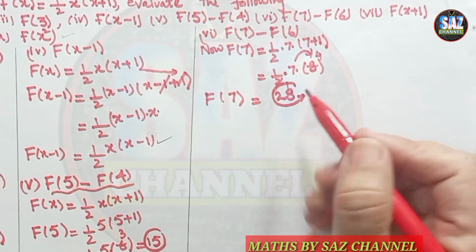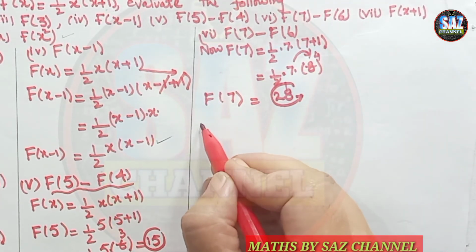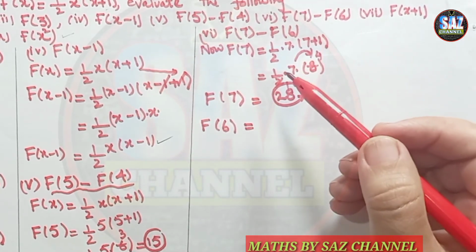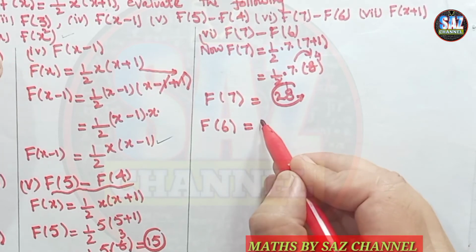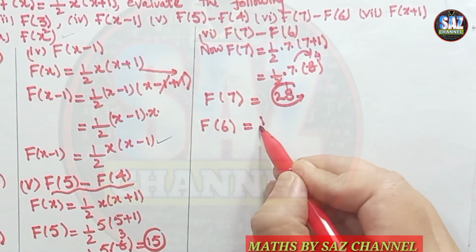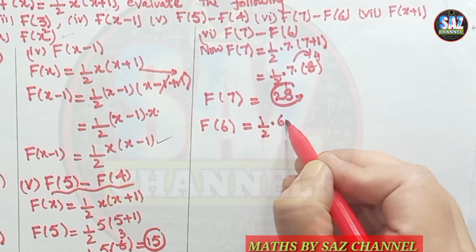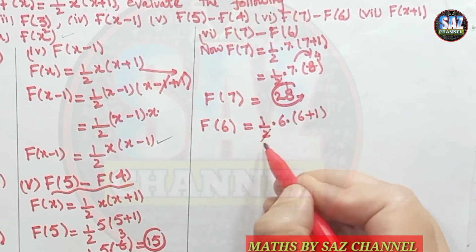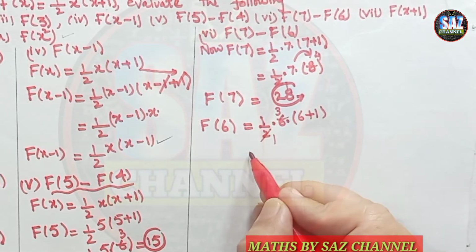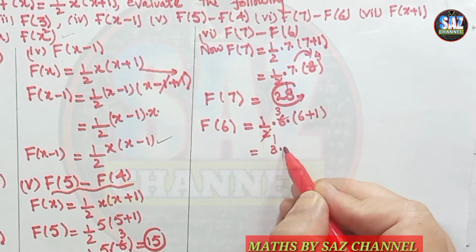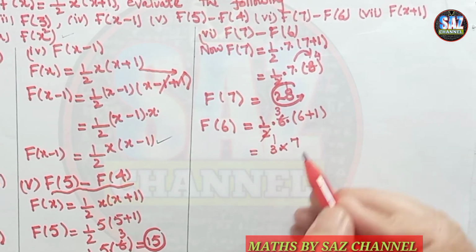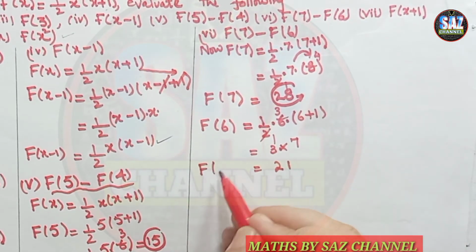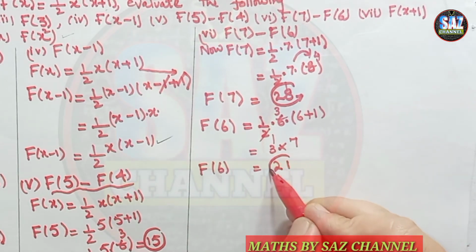And then I have to get the answer of f of 6. f of 6, again, instead of the variable of the question, we have to replace x by 6, and it will take the form half into 6, where the dot stands for multiplication, and 6 plus 1. Now 2 ones are 2 and 2 threes are 6, and this will take the form 3 multiplied by 6 plus 1 is 7, 21. This is the answer of f of 6, and let's block the answer.